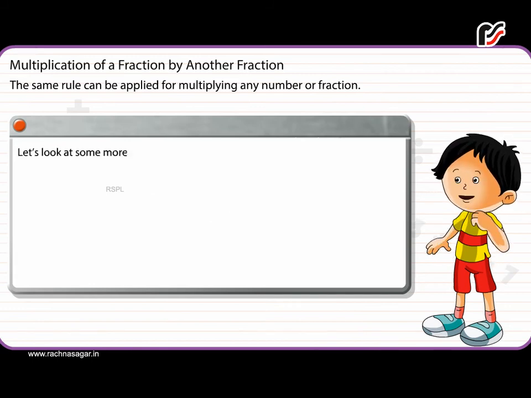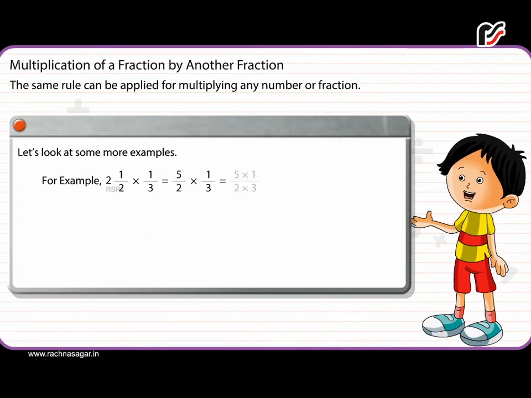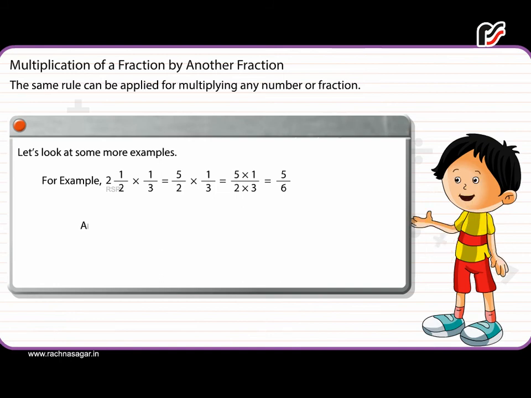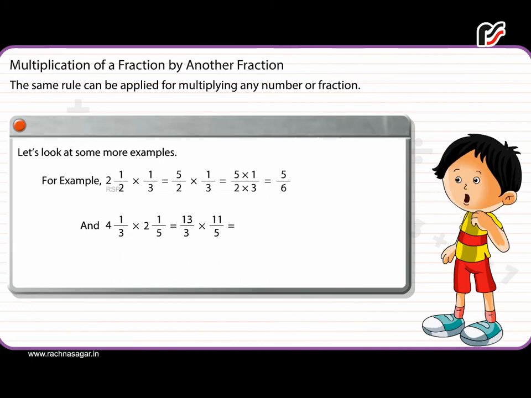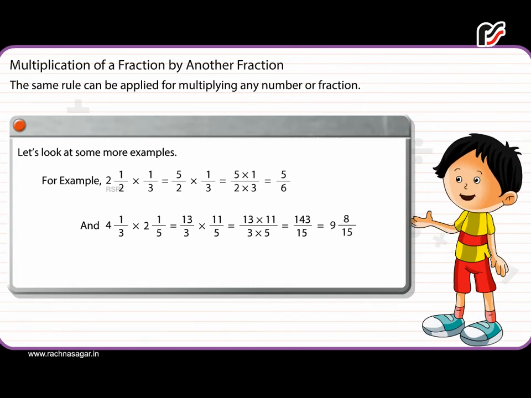Let's look at some more examples. For example, 2 1 by 2 multiplied by 1 by 3 is equal to 5 by 2 multiplied by 1 by 3, is equal to 5 multiplied by 1 whole divided by 2 multiplied by 3, is equal to 5 by 6. And 4 1 by 3 multiplied by 2 1 by 5 is equal to 13 by 3 multiplied by 11 by 5, is equal to 13 multiplied by 11 whole divided by 3 multiplied by 5, is equal to 143 by 15, is equal to 9 8 by 15.